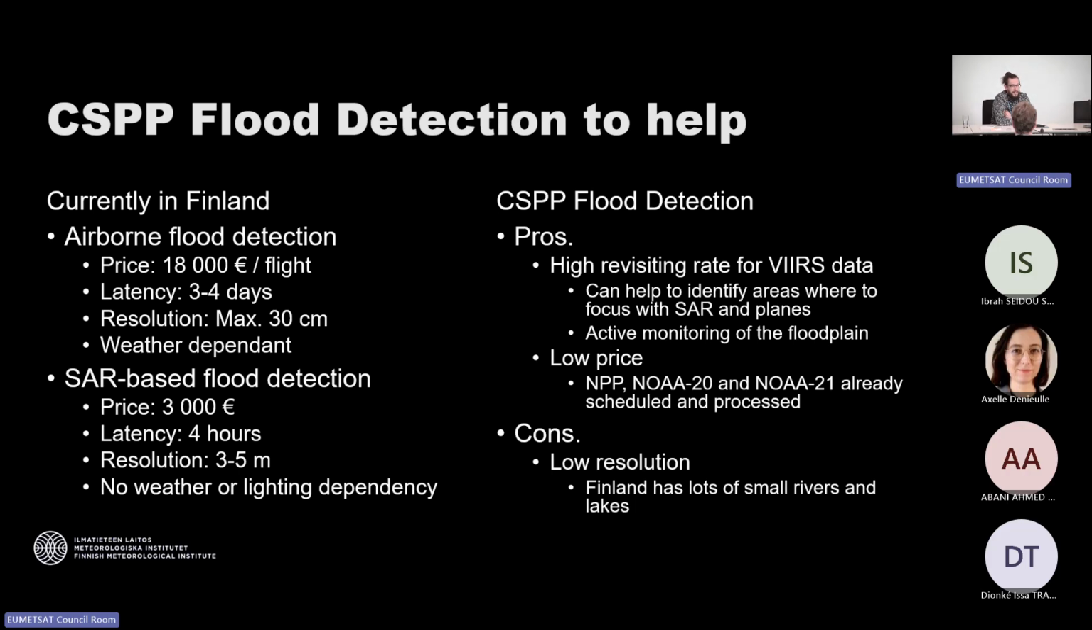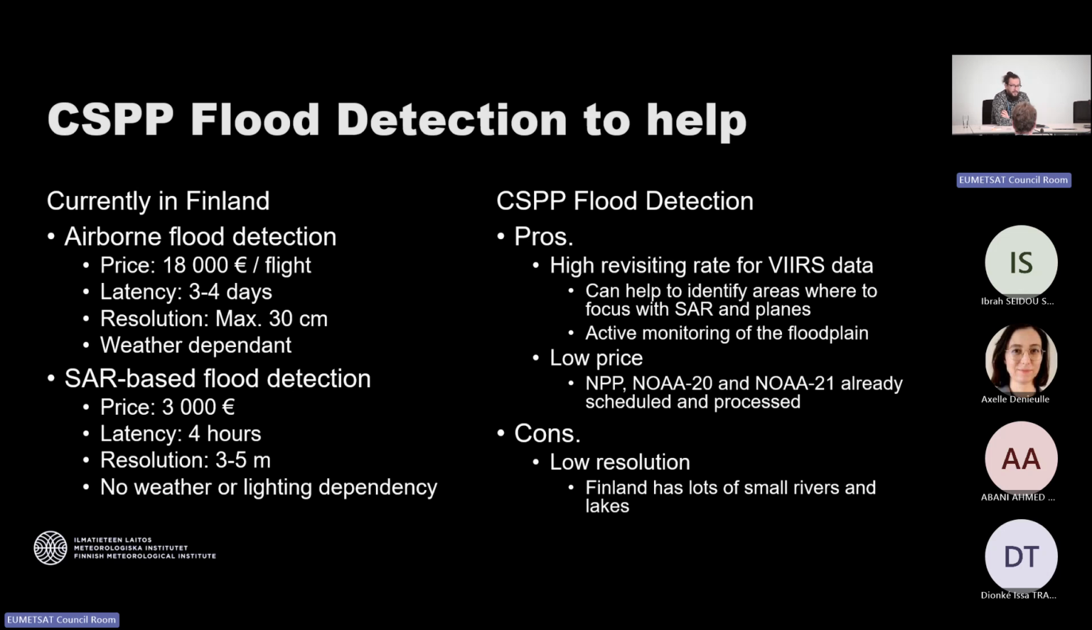Currently in Finland, for some reason, we want to use planes to detect the flood, and it's very pricey. These numbers are from a real case, where the flying over the flooded area cost almost 20,000 euros, and the latency was several days. So it's not very useful, at least for live monitoring. With the radars, we could get, let's say, a lower price and less latency. Of course, the resolution is not so good.